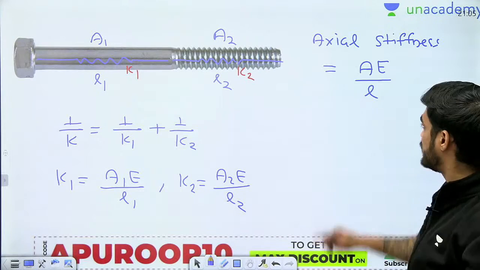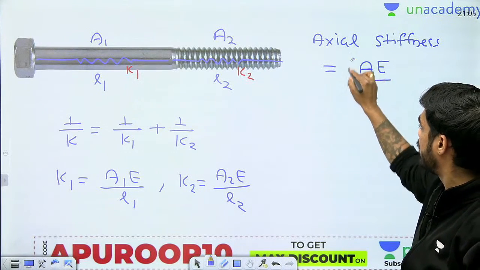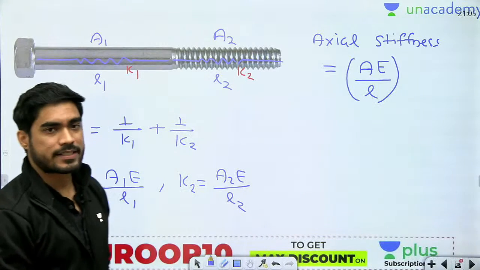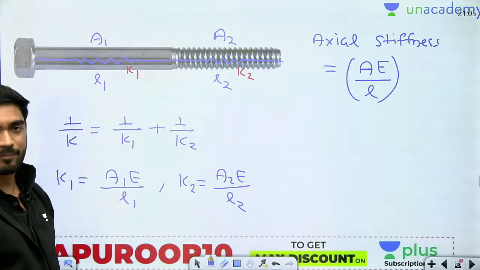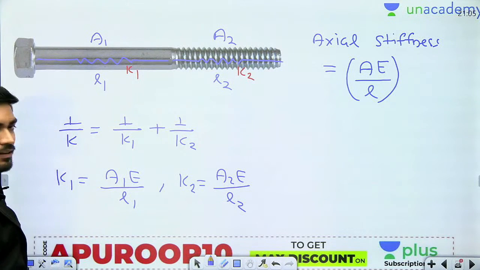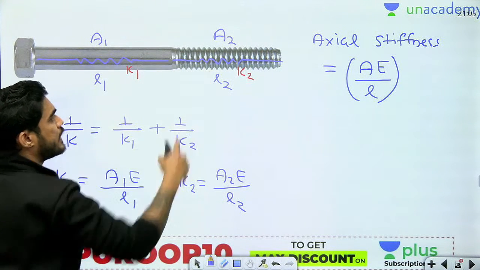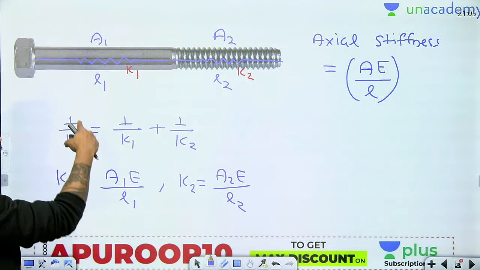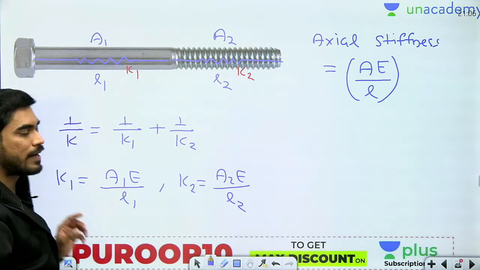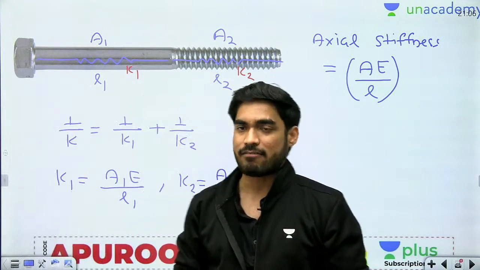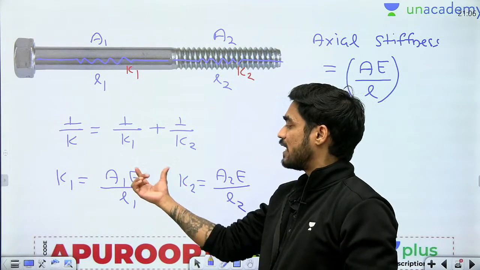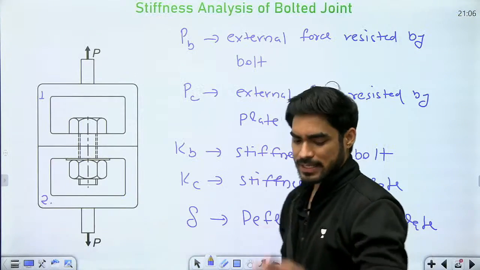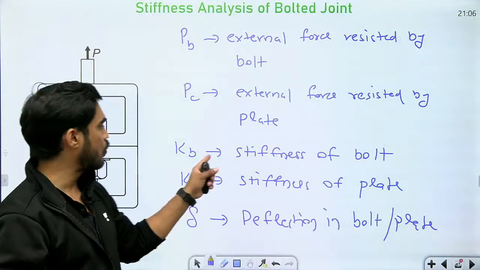If the area was constant, I would have calculated the stiffness directly using this equation. सीधे मिल जाता AE by L. But area constant नहीं है, इसीलिए मैं ऐसा नहीं कर सकता, ठीक है। तो मैं क्या करूंगा बेटा, I will assume that these are two different bodies connected together in series, and in series the formula for effective stiffness is this: 1/k equals 1/k1 plus 1/k2. Now k1 and k2 can be individually calculated by A1E by L1 and A2E by L2. Okay, very simple. So let's say you have calculated kb, मान लो kb निकल गया.